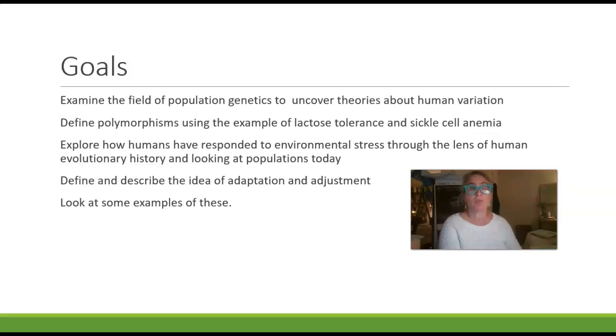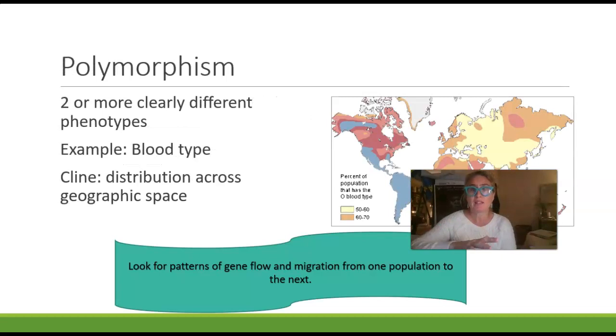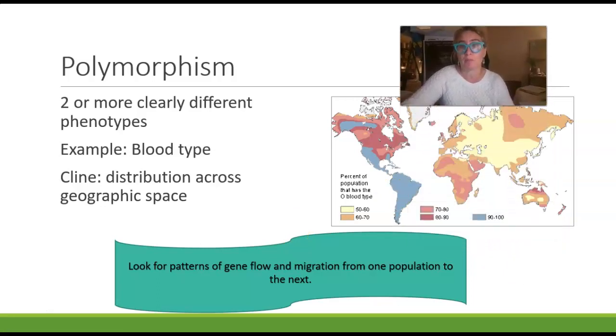We're also going to be thinking about how humans have responded to environmental stress through the lens of human evolutionary history, and looking at populations today to try to understand this. We're going to also define and describe the idea of adaptation and adjustment and look at some examples of these as well. So let's dive in first to this idea of a polymorphism.